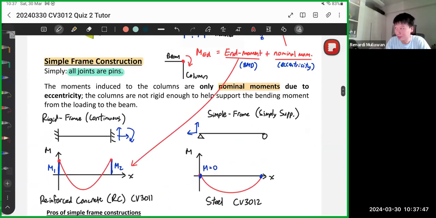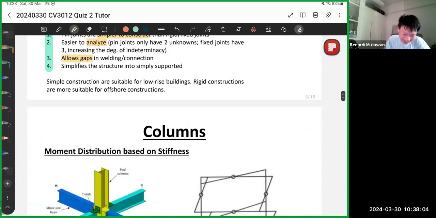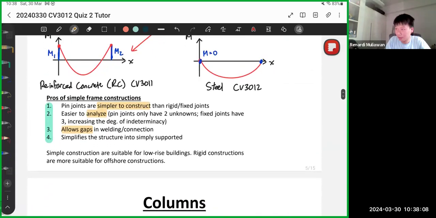Moments are caused by two things, end moment and nominal moments. So here are the pros of simple frame constructions. You can read it yourself. It's simpler to construct. It's easier to analyze. Again, just now. Yeah, and so on. Okay, so I hope this one is clear.